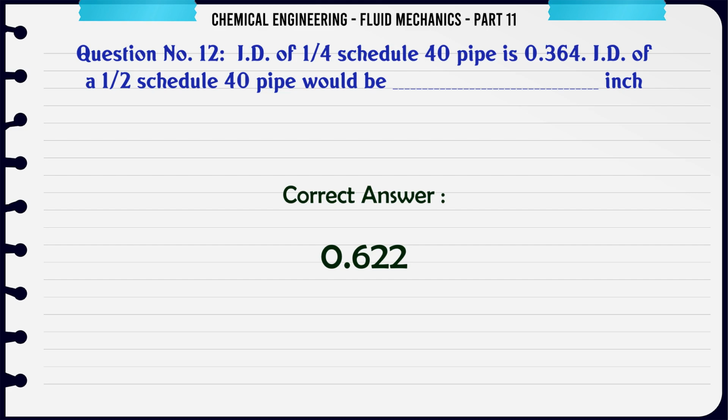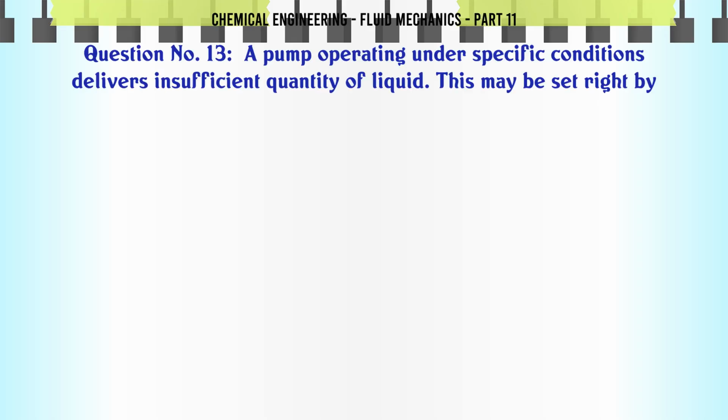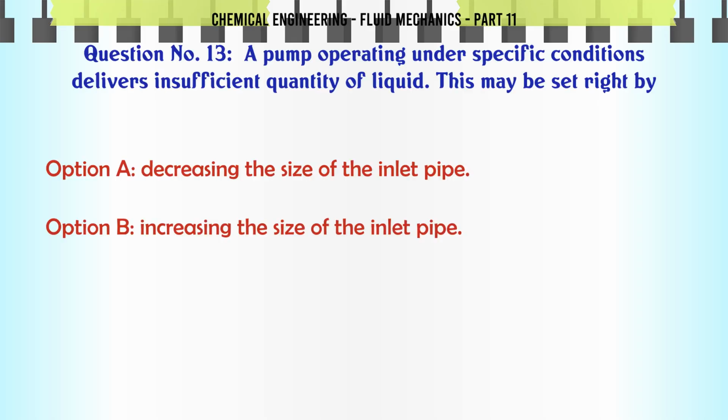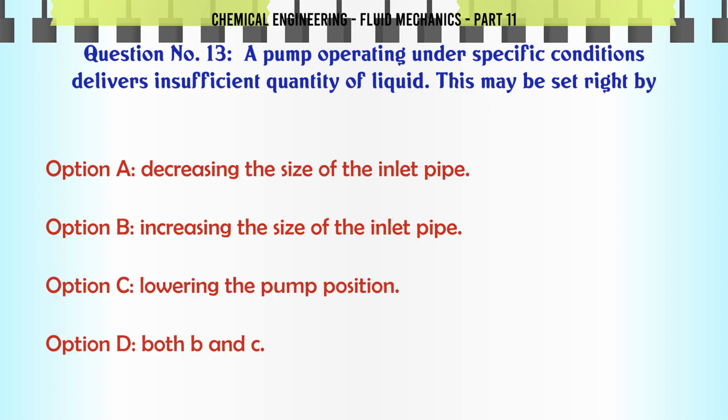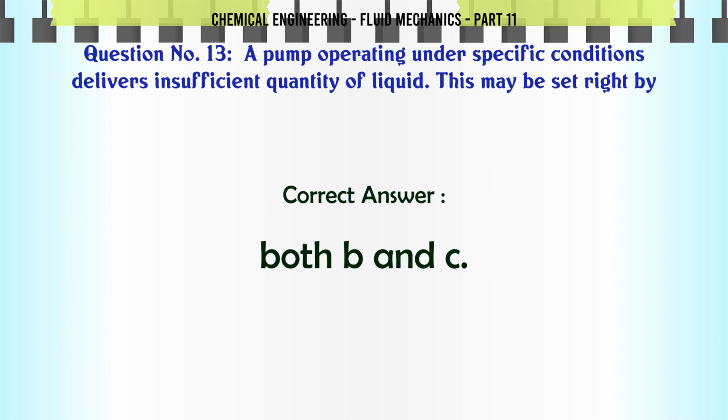0.622. A pump operating under specific conditions delivers insufficient quantity of liquid. This may be set right by: A. Decreasing the size of the inlet pipe, B. Increasing the size of the inlet pipe, C. Lowering the pump position, D. Both B and C. The correct answer is both B and C.